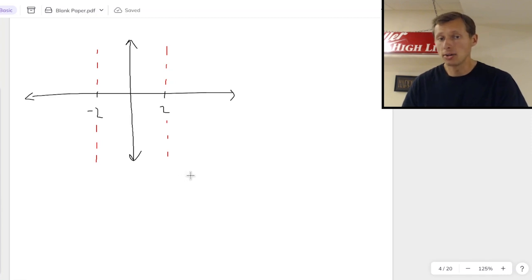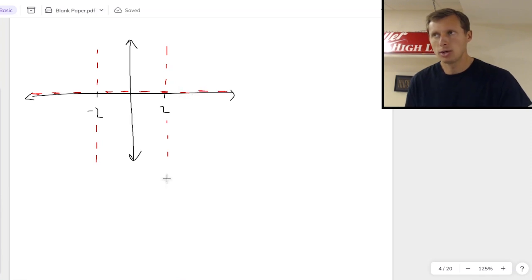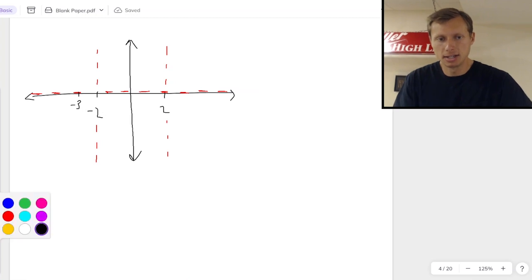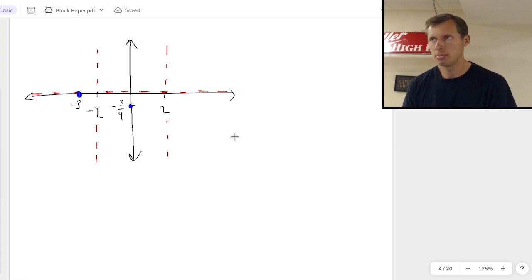Next, my horizontal asymptote at y equals 0. It's always tough to see the horizontal asymptote at y equals 0, so I like to do it just very slightly above so I can see it. And then I'll graph my x and y intercepts. The x-intercept at negative 3 and the y-intercept at negative 3/4. And now I do my table of values.